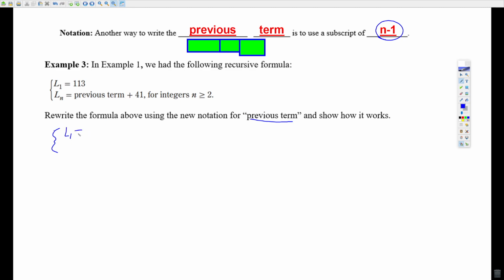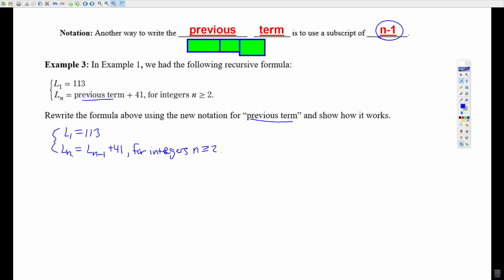It'll be L sub 1 equals 113. And now L sub n is going to be equal to the previous term, which we're going to write with the subscript n minus 1. So it'll be L sub n minus 1. Now this whole thing here is a subscript, the n minus 1 part. And then plus 41, for integers n greater than or equal to 2. Pretty important to have that, actually, so make sure you use integers only. So we start at 2.